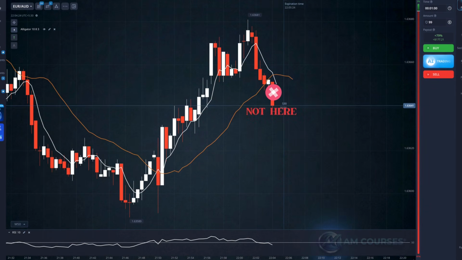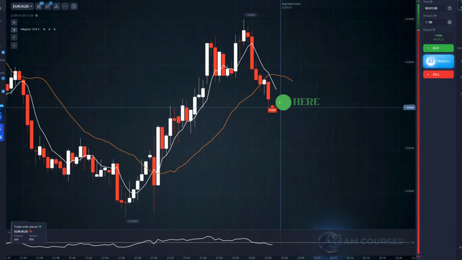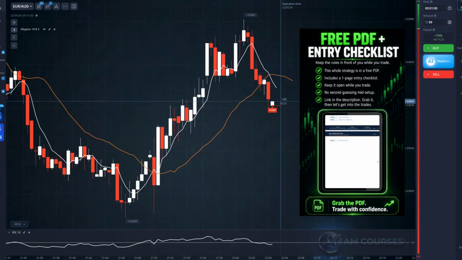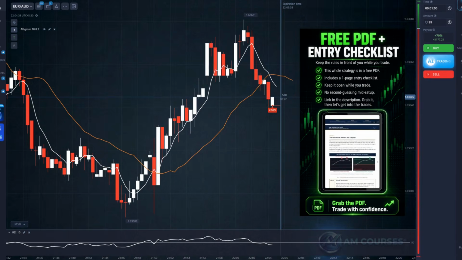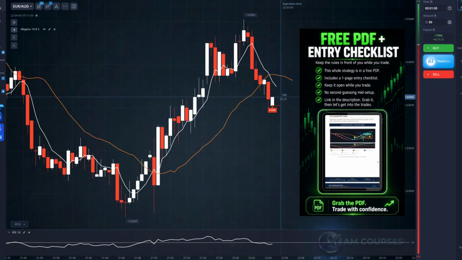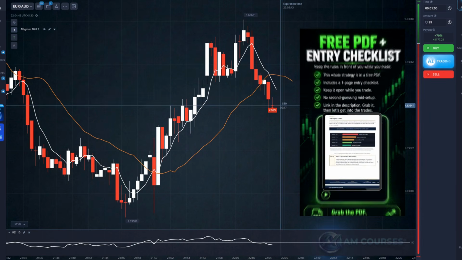Not in the middle of a candle. Not while a big candle is still running. You wait for that candle to finish, then you enter at the start of the next one. I know that feels slow. It feels like you are missing the move. But entering in the middle of a big candle means you are buying after the move already happened.